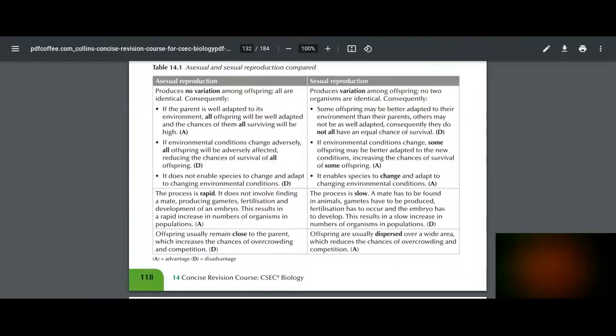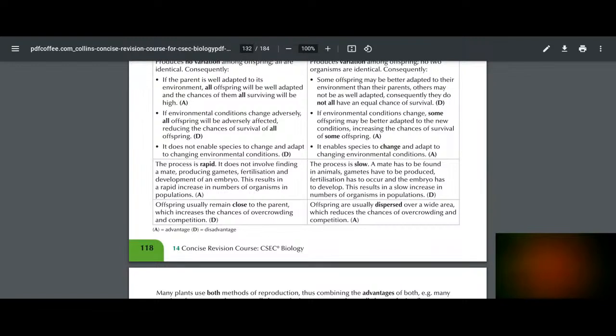For asexual reproduction, offspring usually remain close to the parents, which increases the chance of overcrowding and competition. For sexual reproduction, offspring are usually dispersed over a wide area, which reduces the chance of overcrowding and competition.